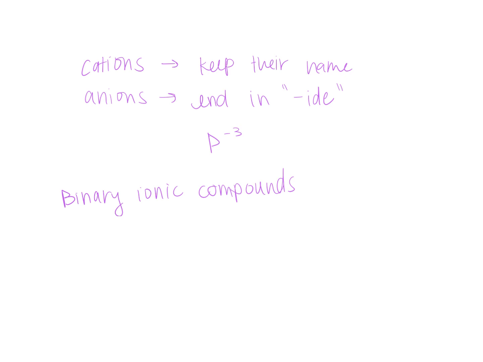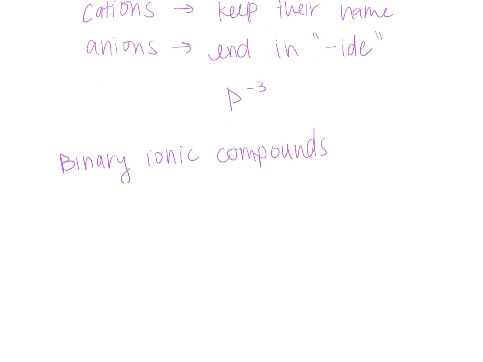These are the most simple compounds that we can name. Binary probably means it has how many atoms? 2. So these are ionic compounds with only 2 elements. Here are some rules about binary ionic compounds.